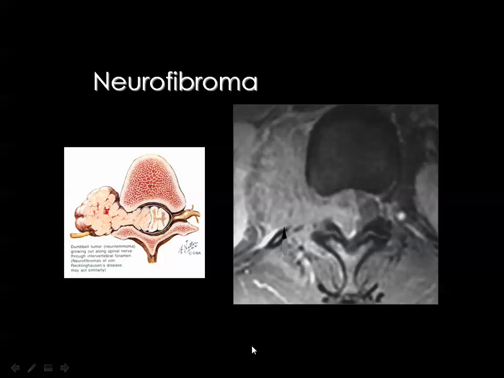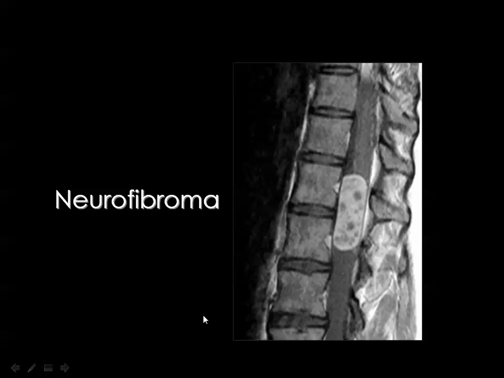This is the typical appearance of neurofibroma in the spine, and you see part of the lesion is inside the spinal canal, part is extending through the neural foramen to form a paravertebral soft tissue mass, what's known as the dumbbell configuration.